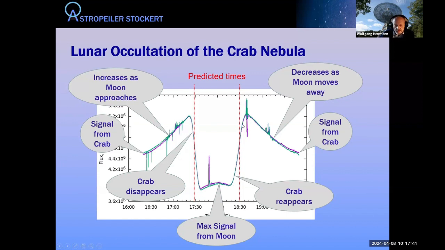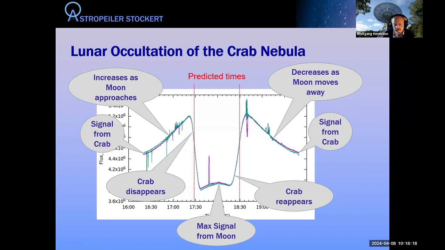We're just rising there again as more and more of the Crab Nebula comes back behind the surface of the moon. And of course, then the same thing happens again, that the moon moves away from our beam. We still are tracking the Crab Nebula, so we continue to have the signal from the Crab Nebula, but the signal from the moon disappears. So this is essentially a very classical example of a lunar occultation that shows two sources of a similar magnitude.